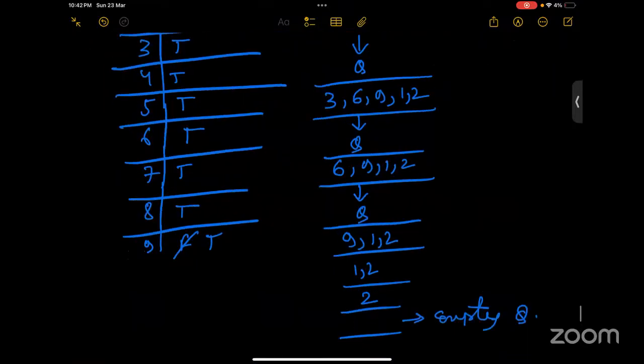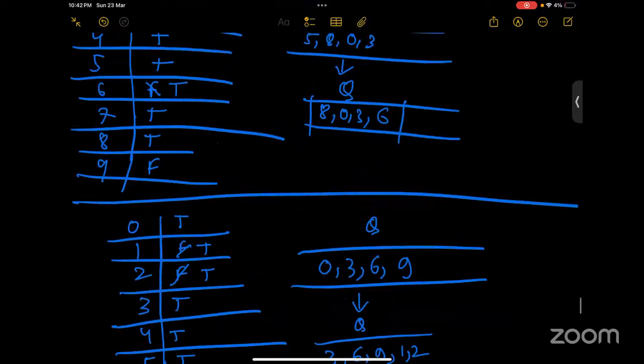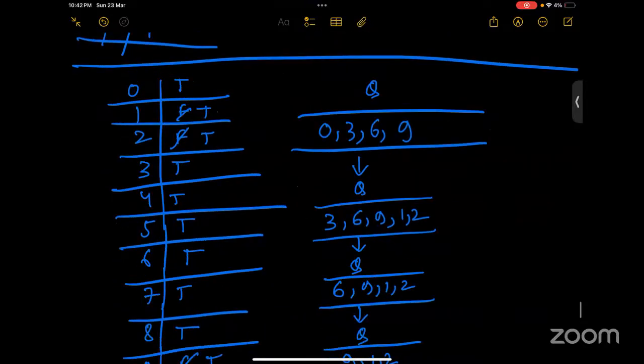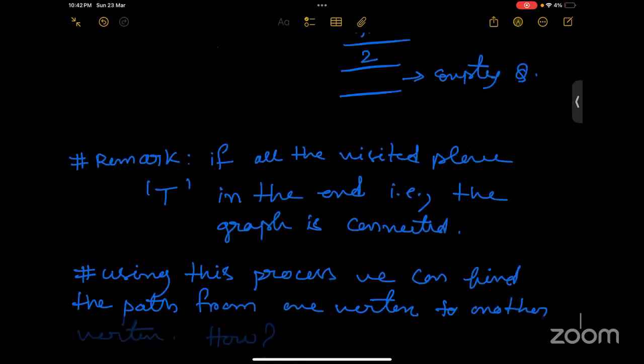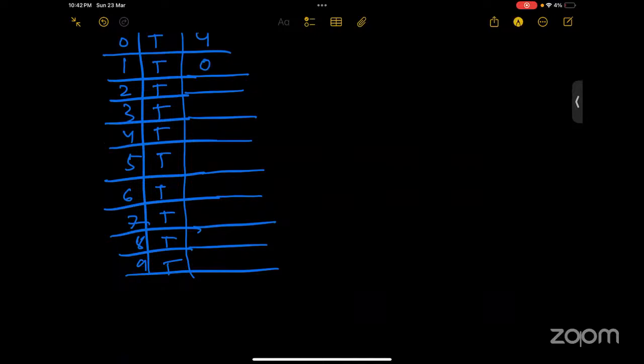We can go to the queue. So we explored 0 and we came to 1 and 2, right? Yeah, so it's 0. Similarly, for 2 also it's 0, right?